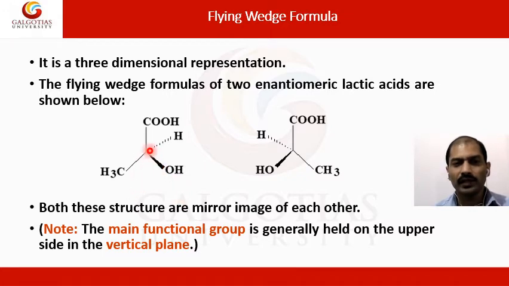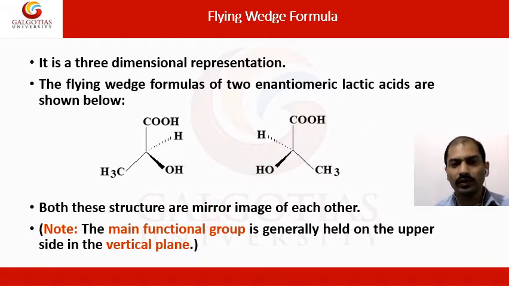The normal lines represent the plane of the paper, the wedge is towards you, above the plane, and the dashed side is behind the plane. Both these structures are mirror images of each other. If you put a mirror here, you will see they are mirror images. The main functional group is generally held on the upside in a vertical plane.